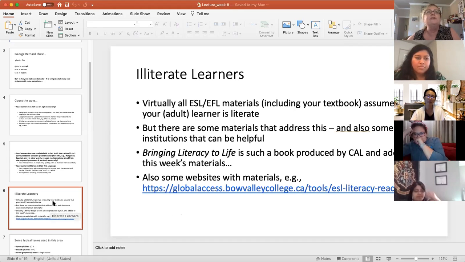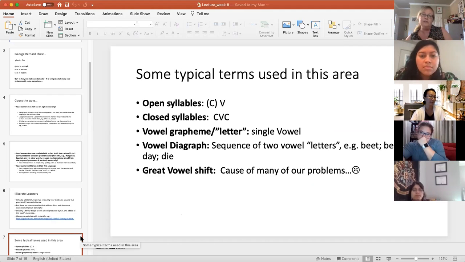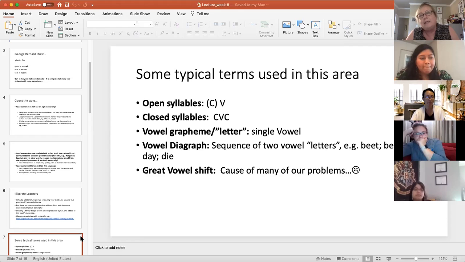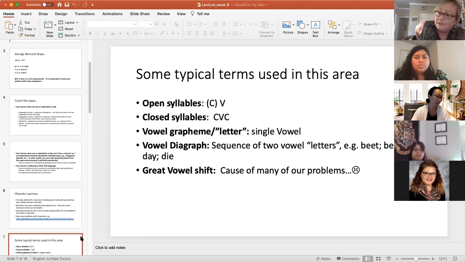All right, so that's all we're going to talk about illiterate learners, but if anyone has any questions, let me know. Now we're moving back to learners that are literate. They may have an alphabetic script or a different kind of script, but essentially that's what we're looking at from here on in. So some of the terms that I use with spelling, particularly, open syllables and closed syllables we've looked at before with phonology, but what people also use is vowel graphemes and vowel digraphs, which is something that we haven't looked at before specifically from this perspective.